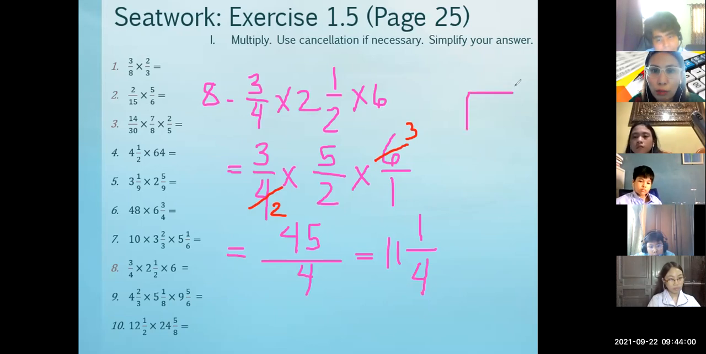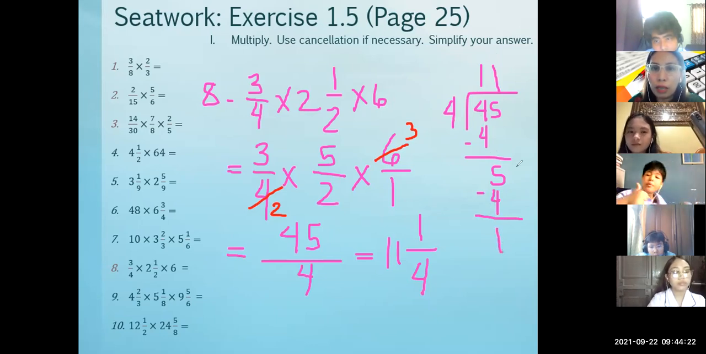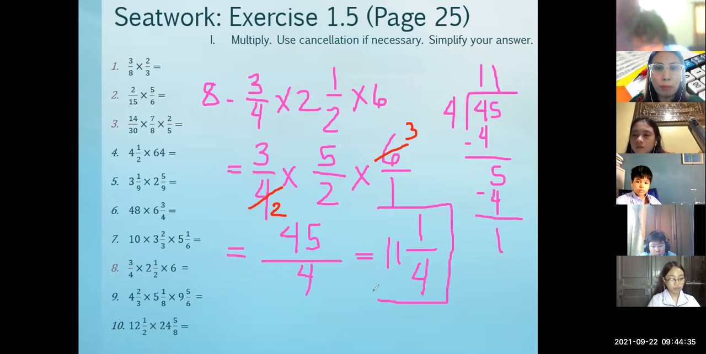If you want a solution, it will be like this. So 45, 4, 4 divided by 4, 1, 4, subtract, 0 na yan, bring down 5, 5 divided by 4, it's 1 again, 1, and then 4, subtract, 1, and then, yan, 11 and 1/4. Okay, the correct answer for number 8 is 11 and 1/4.